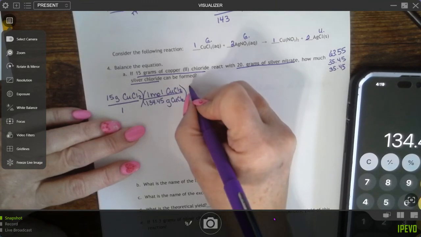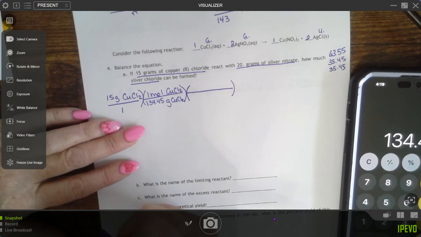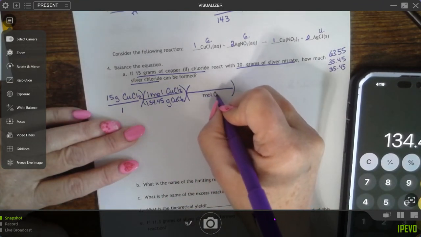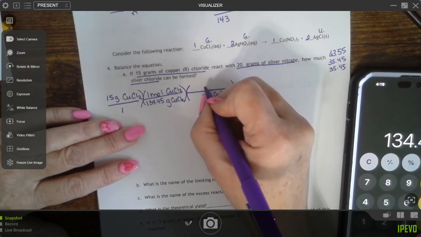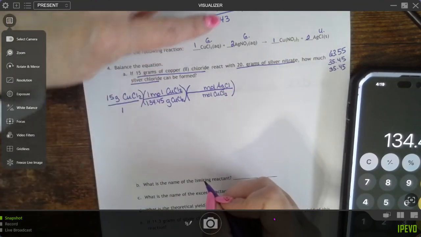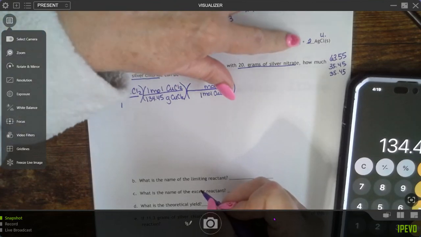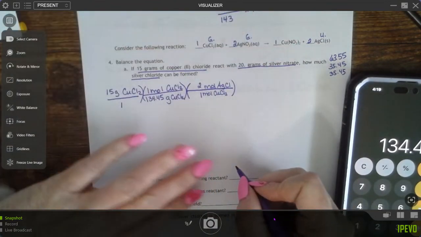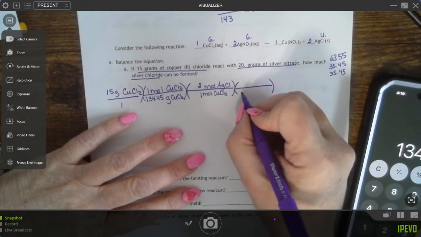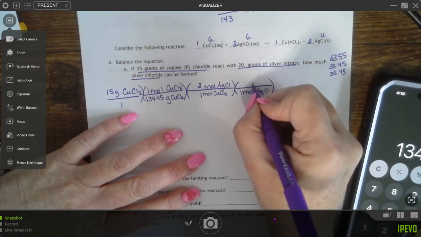Okay. The second step is to use our mole ratio from the balanced chemical equation. And we're going to have moles of copper chloride on the bottom and moles of silver chloride on the top. And then we're going to look at our coefficients. We have a 1, and for silver chloride, we have a 2. All right. And then the final step is to convert moles of silver chloride to grams.